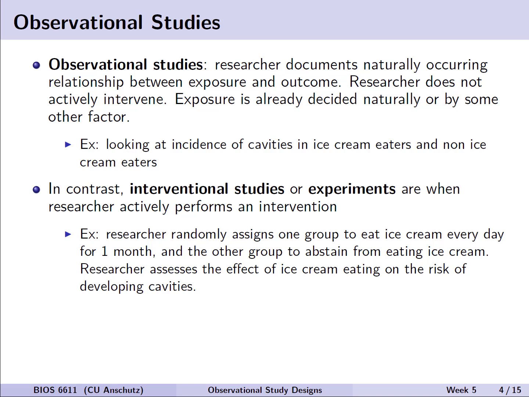In contrast, though, we also have a world of interventional studies or experiments or randomized clinical trials where a researcher is actively performing some intervention. For example, maybe a researcher actually randomly assigns a group of people to eat ice cream every day for 1 month and another group to abstain from eating ice cream. Then at the end of that time period or at some later date, the researcher may assess the effect of ice cream eating on the risk of developing cavities.